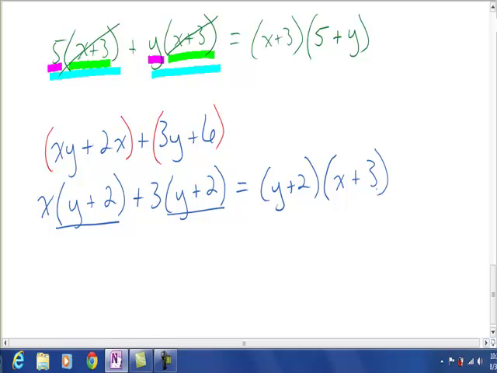I factored by grouping. I took a 4-term polynomial and factored it into 2 terms being multiplied, which actually is very beneficial. As we get further along, you'll find out why. And if you want to check that, you can always FOIL it back out. Those of you who remember how to multiply 2 binomials, you can always multiply that back out and check and see that you do get what we started with.